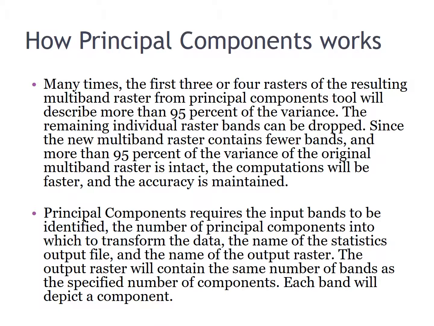Many times the first 3 or 4 rasters of the resulting multiband raster from principal components will describe 95% of the variance or more. The remaining bands are often dropped, and since the new multiband raster contains fewer bands, more than 95% of the variance of the original is intact, the computations will be faster, and the accuracy can be maintained. Principal components require the input bands to be identified, the number of principal components into which to transform the data, the name of the statistics, the output file, and other things. The output raster will contain the specified number of components, and each band will depict an individual component.